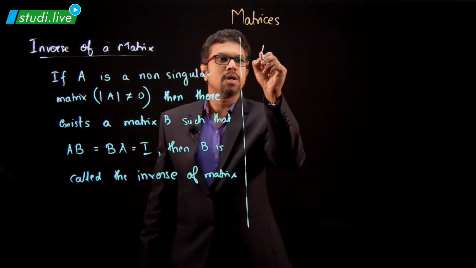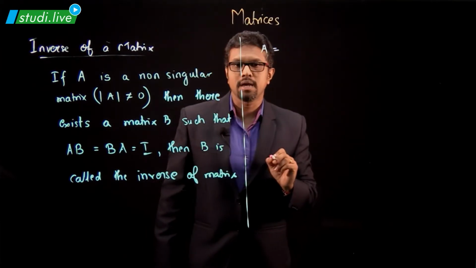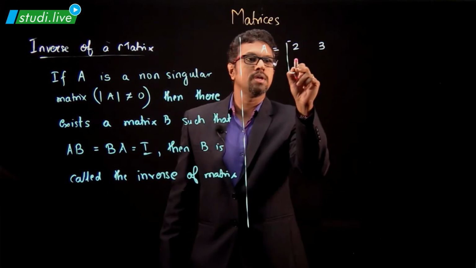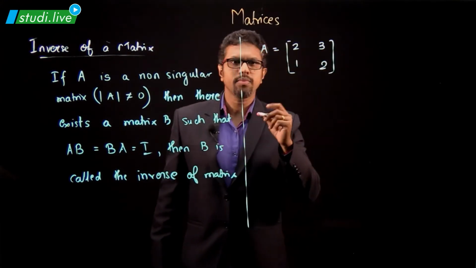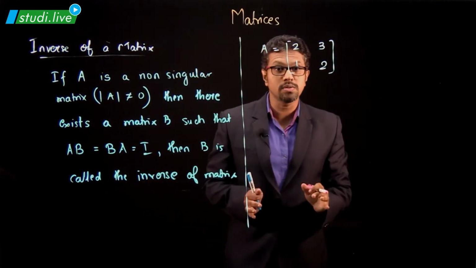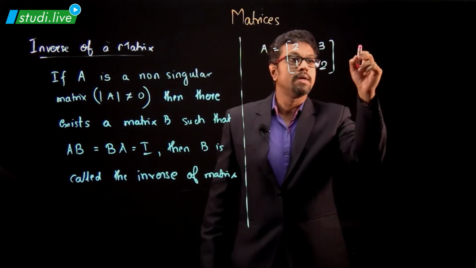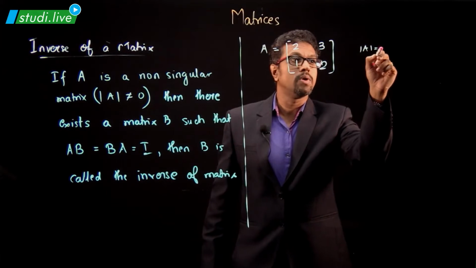Suppose we take a non-singular matrix A. Let us take a non-singular matrix A: 2, 3, 1, 2. You can see this is a matrix A. This is non-singular. Why? Because the determinant of this matrix is not equal to 0. The determinant of this matrix is equal to 1.